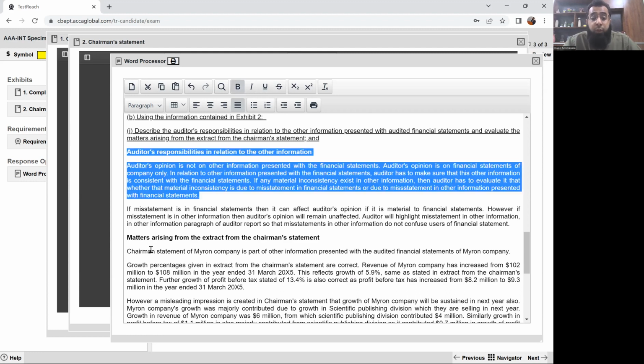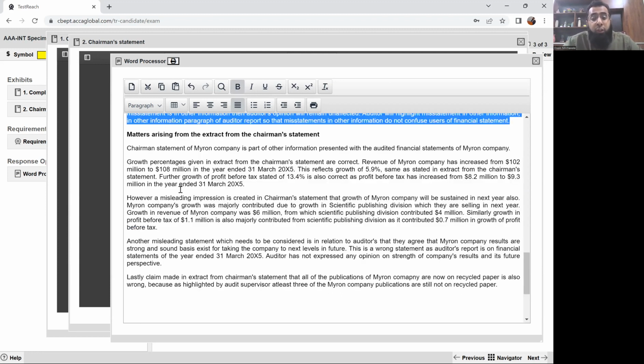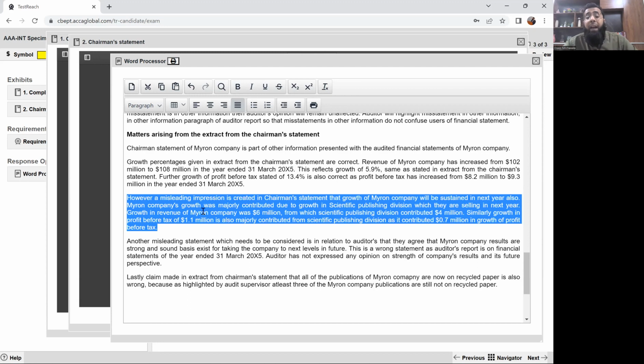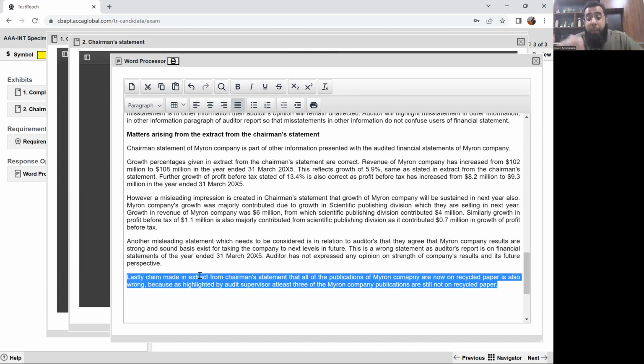So, describe the auditor's responsibilities. We identified that the auditor's responsibility in relation to other information is not to express an opinion. He just makes sure that there is no material inconsistency. And then we said how the auditor deals with inconsistency. As far as matters related to the chairman's statement are considered, we commented that the numericals are right, but the chairman has created a misleading impact about growth. He made a false claim about the auditor's approach, that the auditor supports our strong growth. And lastly, the statement about the publications is also wrong.